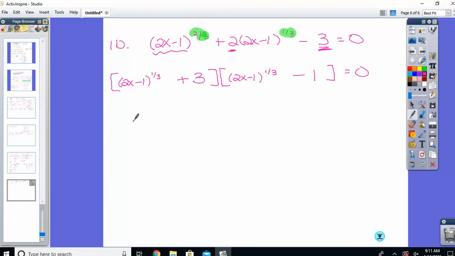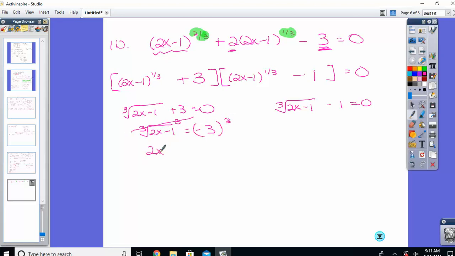So then we are going to set each of these equal to 0. A 1/3 power is like a cube root. So if I subtract over my 3, how do you get rid of a cube root? Cube. -3 cubed is -27. Add your 1, divide by 2, and you get -13.